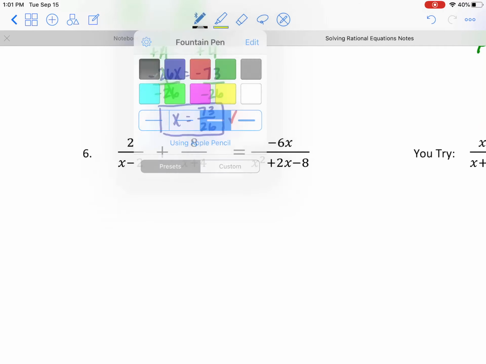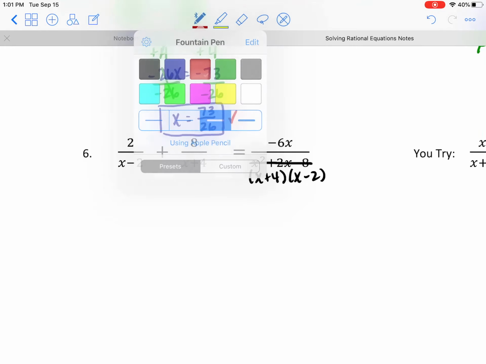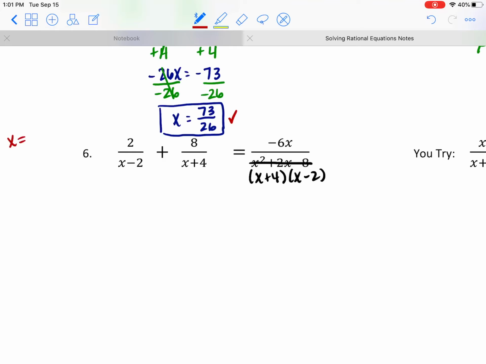Here's another where we've got a factor. What are the factors in negative 8 that make positive 2? That's going to be positive 4 and negative 2. Again, that's convenient since those are the same two binomials we have in our other fractions. So over here, what can x not equal? x cannot equal positive 2. x cannot equal positive 4. And our common denominator is going to have to be one of each of those binomials: x minus 2 and x plus 4.